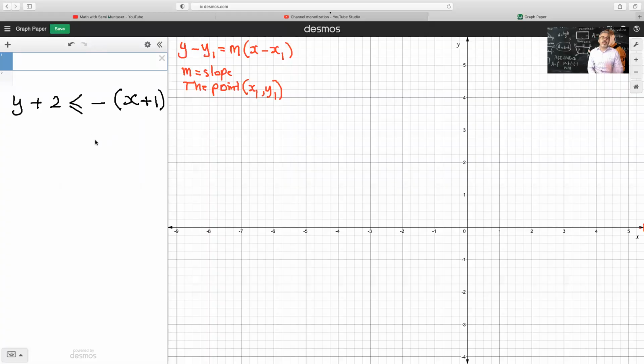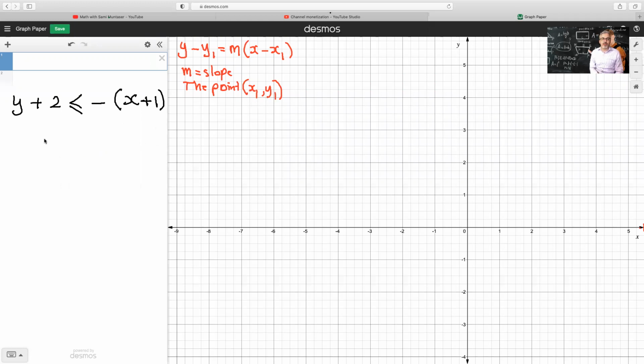So here's the last question that we will do. We have y plus 2 is less than or equal to negative x plus 1. This linear equation is written in the format y minus y1 equals m times x minus x1, where m is the slope and the point is x1, y1.